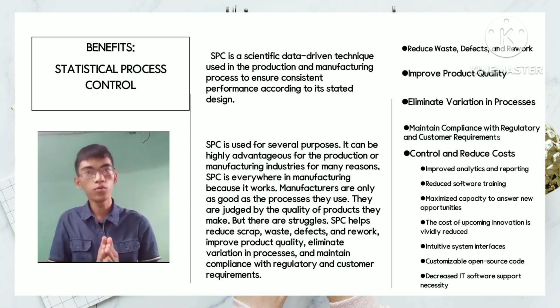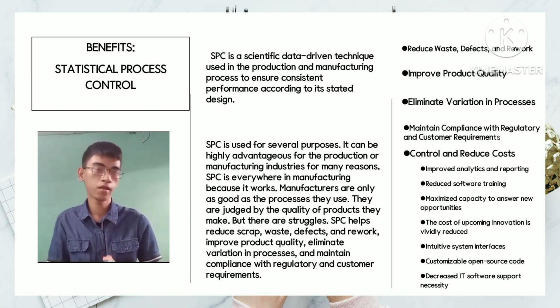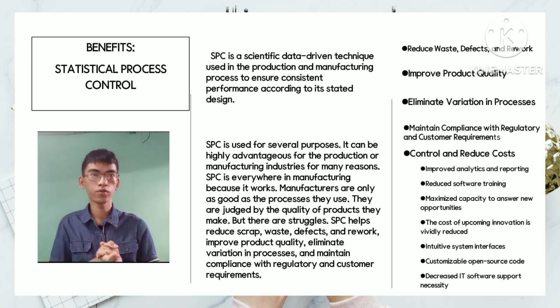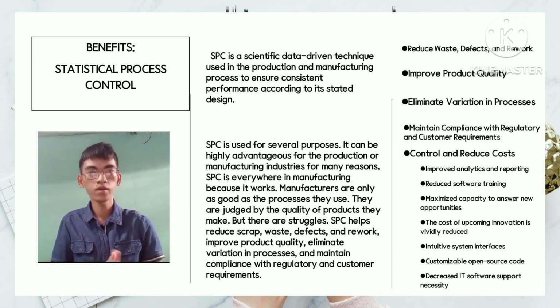Let's now talk about the benefits of statistical process control. Whatever type of business you are operating, it's imperative to avoid business challenges before they hit you. Luckily, there are several methods for companies to apply that drastically improve quality manufacturing. One strategy is statistical process control, or SPC. SPC is a scientific, data-driven technique used in the production and manufacturing process to ensure consistent performance according to its stated design. SPC is used for several purposes. It can be highly advantageous for the production and manufacturing industries for many reasons.